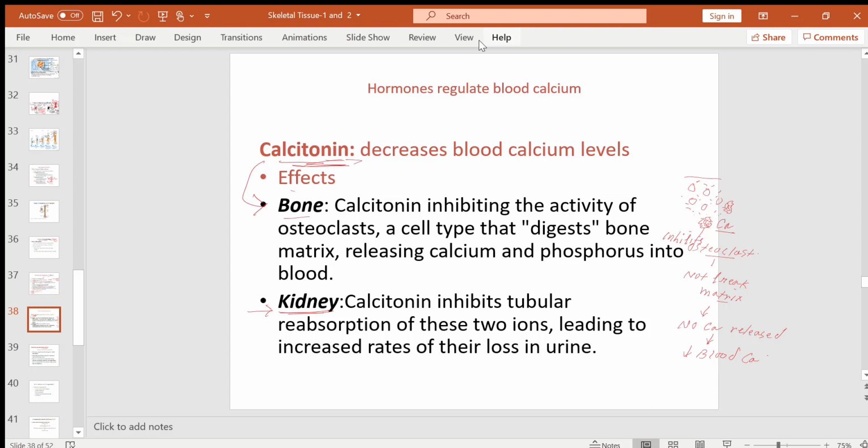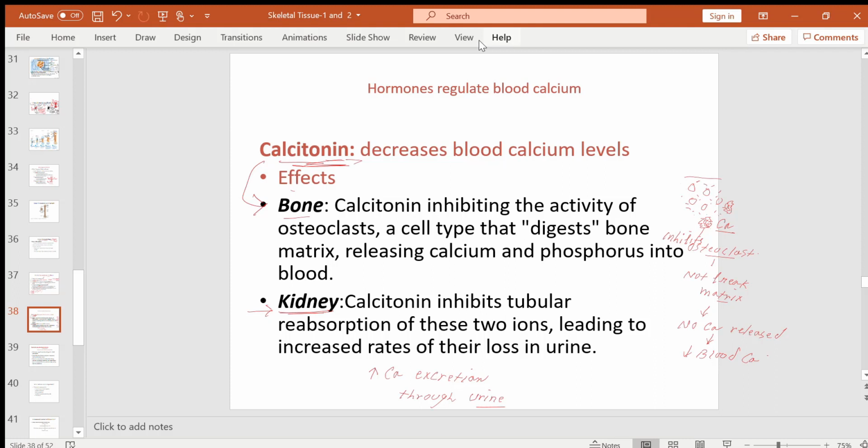So it increases calcium excretion through the urine, through the kidneys. That means through the urine. Okay. So if an excess amount of calcium is excreted through the urine, then the blood calcium will go back to normal. So this is how the calcitonin works.